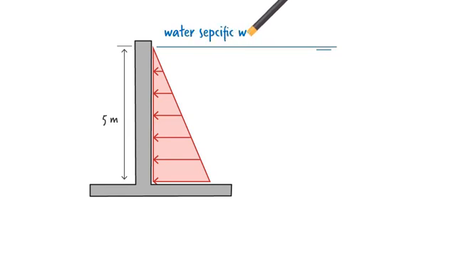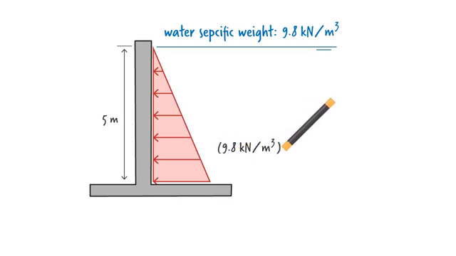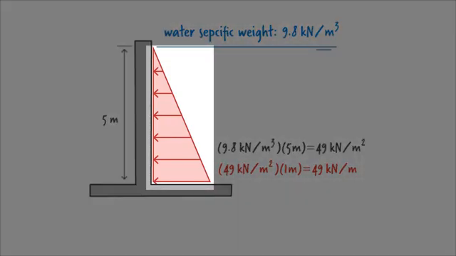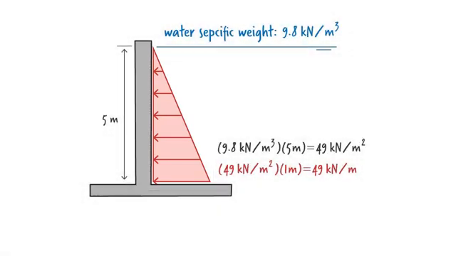The specific weight of water is 9.8 kilonewton per cubic meter. So the pressure at the base of the wall is 49 kilonewton per meter squared. And since the wall slice is 1 meter wide, base pressure per slice of the wall becomes 49 kilonewton per meter. Given that water pressure at the surface of the reservoir is 0, we end up with this triangular load distribution. We can view the wall as a cantilever beam being fixed at the base by a concrete footing.